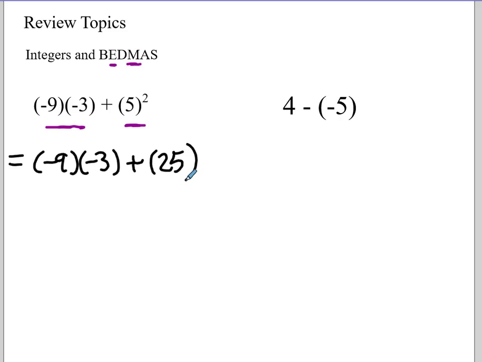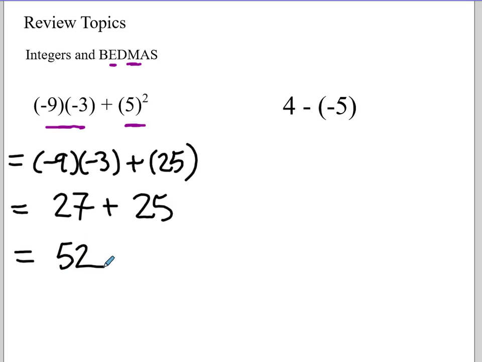So there's my exponent done. I now do my multiplication. 9 times 3 is 27. Negative times a negative is positive. I can drop the brackets on the 25 because there's nothing there to change or multiply or influence the 25. And then lastly, I'm going to add 27 and 25 together, and that should be 52.